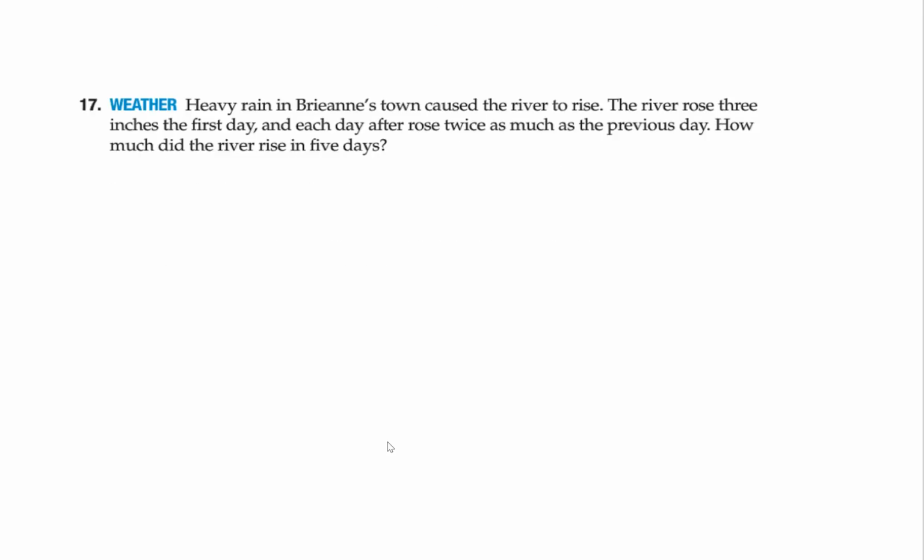But we're gonna add a bonus thing. Oh, actually, I forgot about the word problem. Heavy rain in Brienne's town caused the river to rise. The river rose 3 inches the first day, and each day after that rose twice as much. So it's like 3 inches the first day, rose twice as much, so 6, and 12, and 24. How much did the river rise in 5 days?